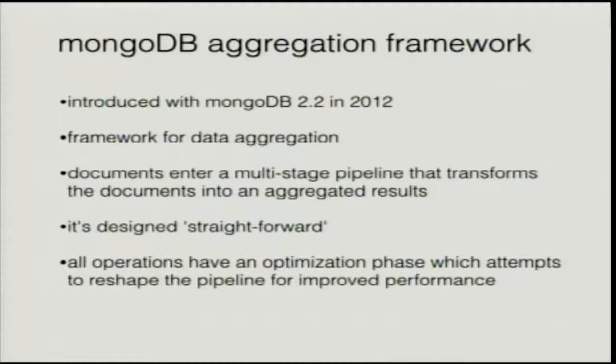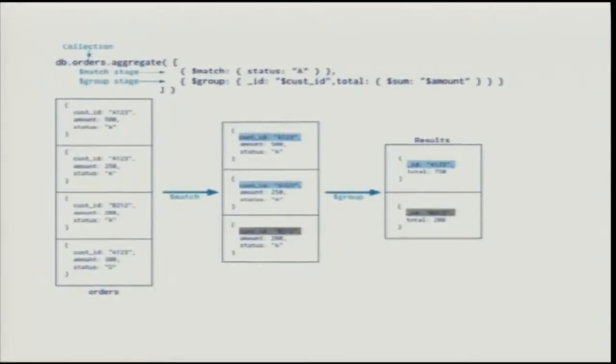The MongoDB aggregation framework was introduced about 3 years ago with MongoDB 2.2. It's a framework for data aggregation. Basically, the documents are processed through a multiple stage pipeline, and that's giving back aggregated results. It's basically designed to work straightforward. So no unions like in SQL. Technically this looks like this.